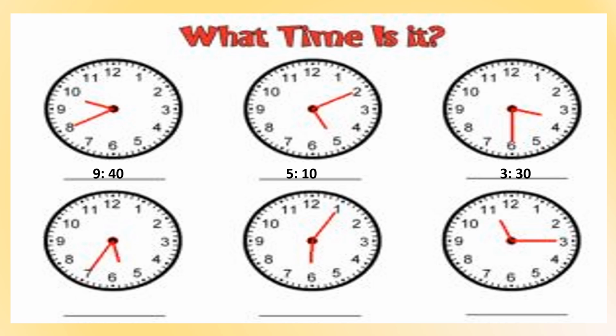Then in the fourth clock, the hour hand is between 5 and 6 and the minute hand is at 7. So the time is 5:35, and in words you can say 25 minutes to 6. The next one is 6:05, or 5 minutes past 6. In the last clock, you can see the hour hand is at 11 and the minute hand is at 3. So the time is 11:15, or you can say quarter past 11.